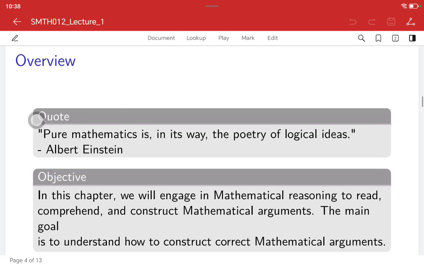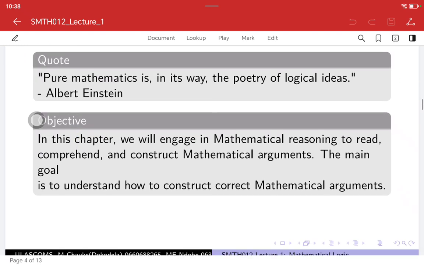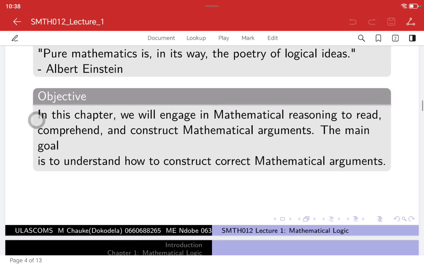When we look at the overview, I just took this quote. Remember, I took these notes from the study guide. The quote says that pure mathematics is in its way the poetry of logical ideas. What this quote is saying is that after this session, you must be able to understand the logical ideas behind math, or you should be able to apply logic in its entirety.